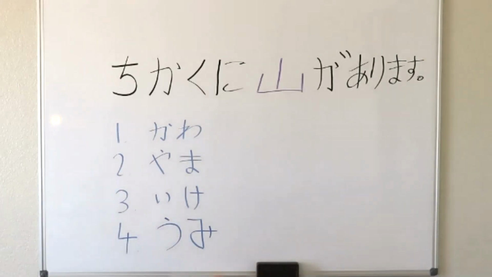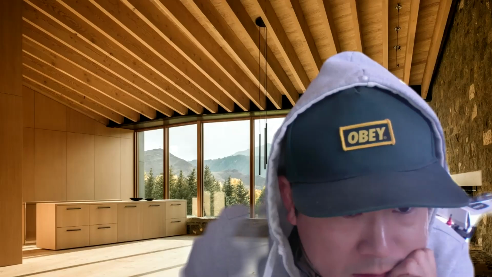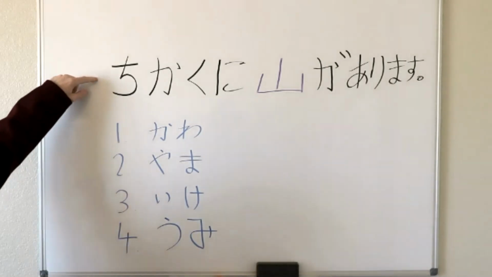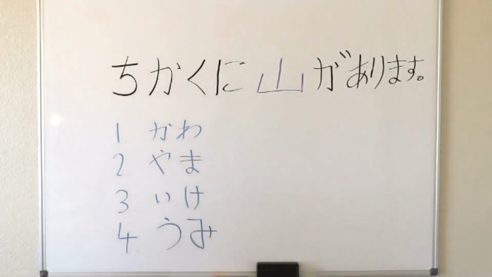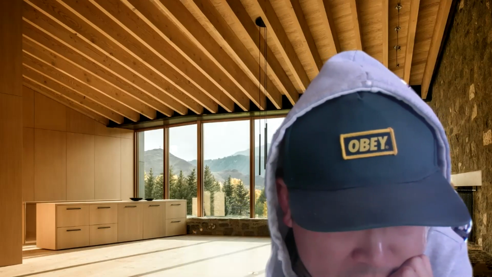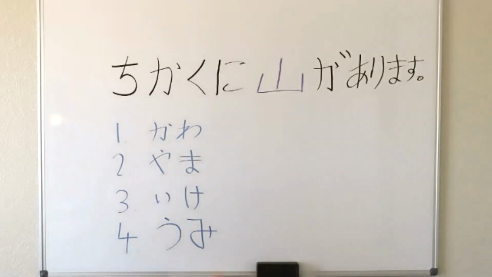Well, sometimes. So why don't we look at this? Can you read the sentence? Yeah, it says Shikaku ni, I think it's Kawa, Yama. It's Yama ga arimasu. Yeah. And you don't even have to know what it is, but it's correct. It is Yama, right?